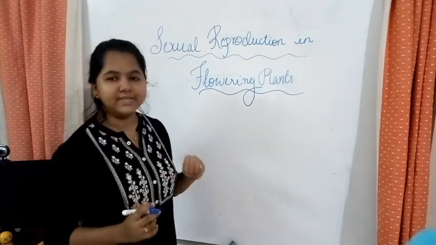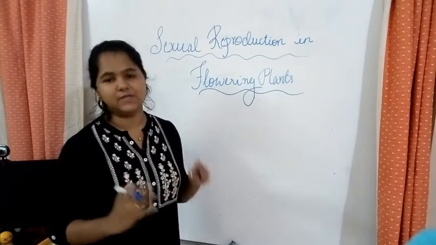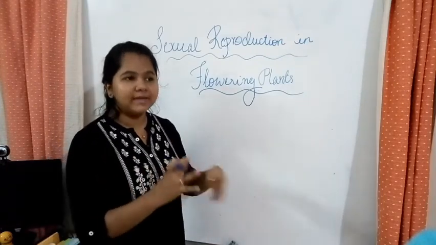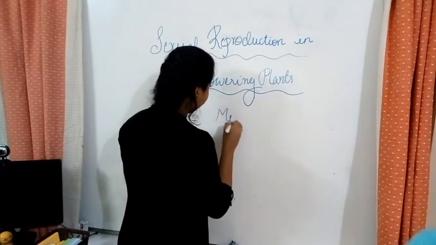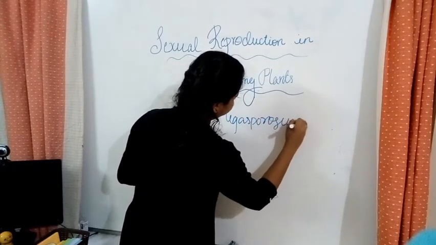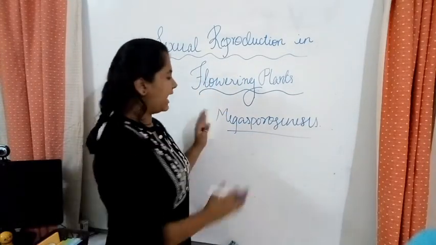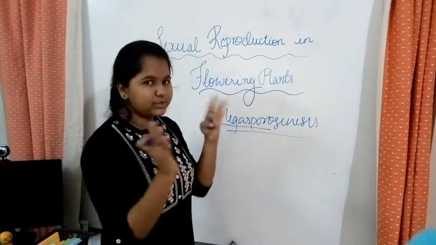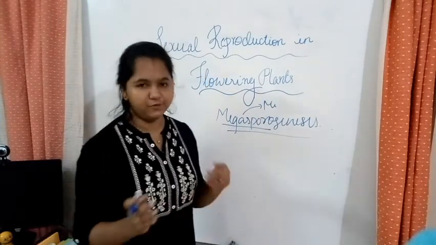So, now the first thing we have to learn is megasporogenesis. We learned what megaspores are. So, next is megasporogenesis, the formation of megaspores. What is a megaspore? A megaspore is the female structure in a plant. The word megasporogenesis has the word megaspore in it, so it is easier to connect to as the formation of megaspore. And microsporogenesis is the formation of microspore.